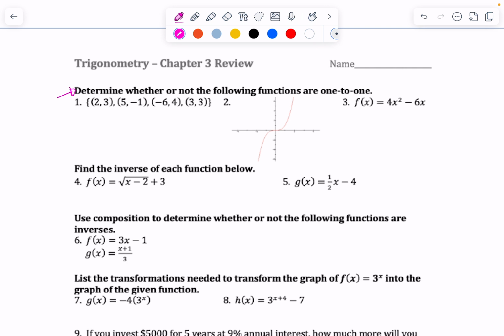So this one right here is talking about one-to-one functions, okay? One-to-one functions mean that the original is a function and its inverse is a function. So when you're looking at ordered pairs right here, you want to make sure the x's don't repeat in order for the original to be a function, but you want to make sure that the y coordinates also don't repeat. Okay, so that's that.